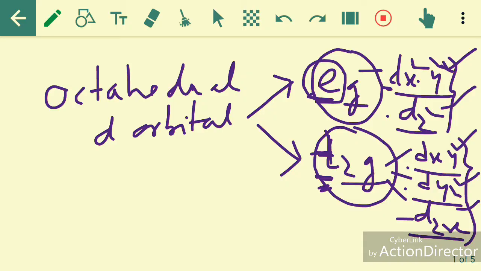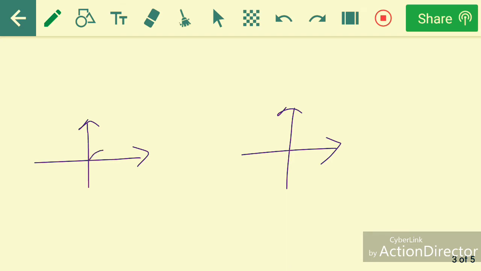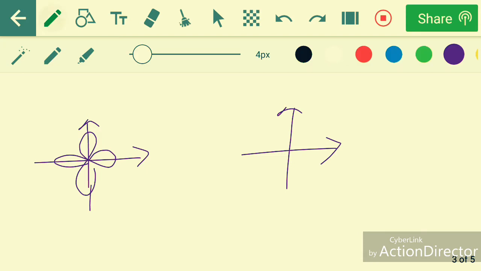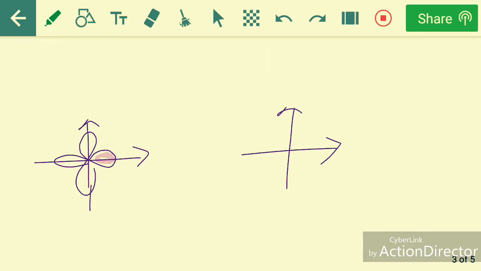Now what is G? In the dx square minus y square orbital and the dz square orbital, if we rotate these orbitals along the C4 axis, there will be no change in wave function sign. So these two orbitals are represented as the Eg set.